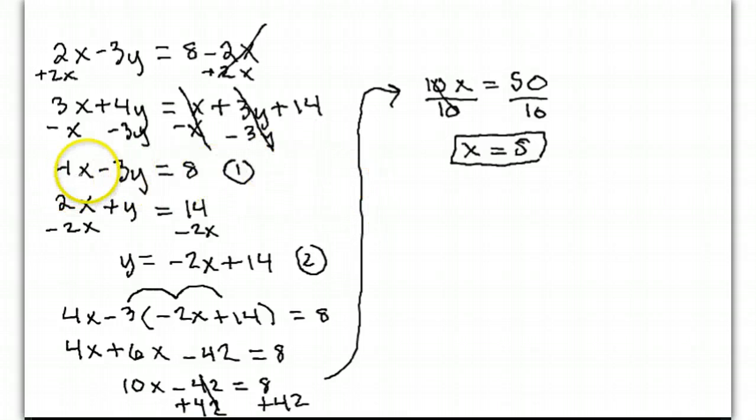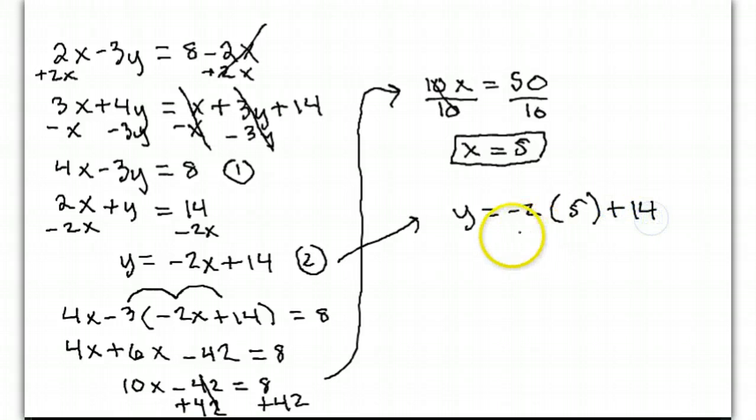My equation 1, if you can recall, you don't have to use the first two equations they gave you. The equation 1 that says 4x minus 3y equal 8 is equal to the first equation, which was 2x minus 3y equal 8 minus 2x. They're equal. So the easiest equation for me to use would be number 2 to plug x back in. So when I use this one, I'm going to have y equal negative 2 times 5 plus 14. Negative 2 times 5 is negative 10, so y equals negative 10 plus 14, and negative 10 plus 14 comes out to a positive 4. So I got x is 5, y is 4.